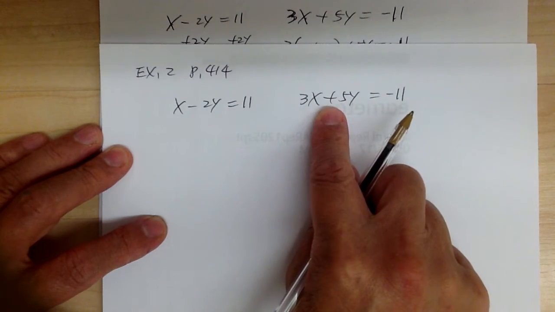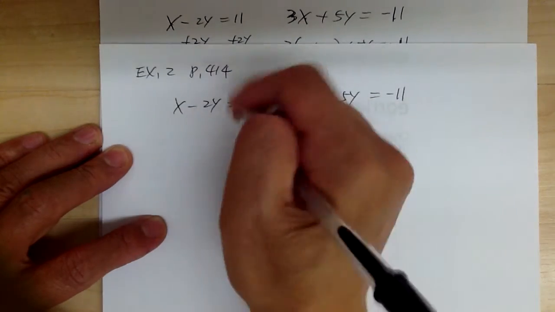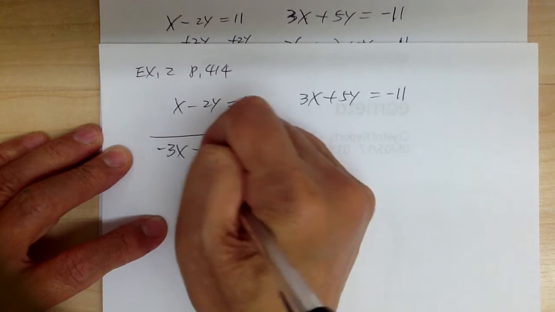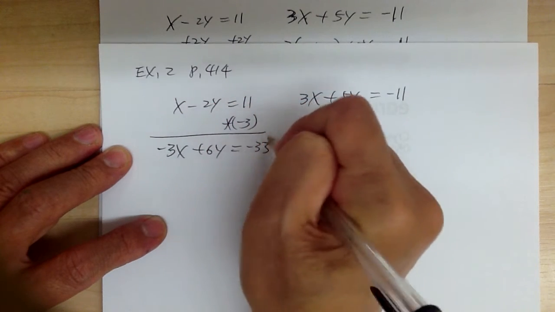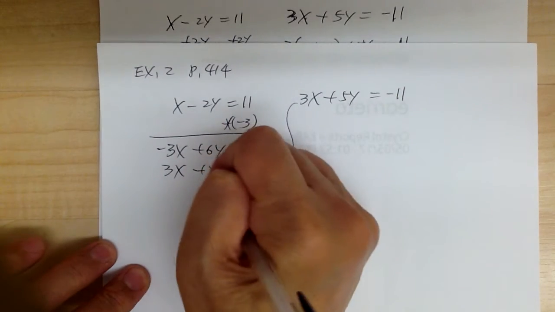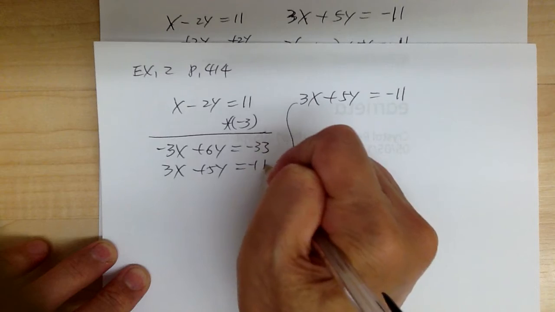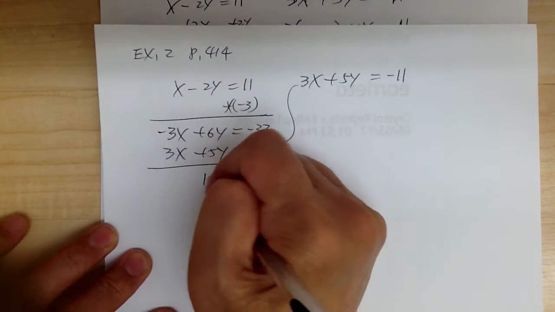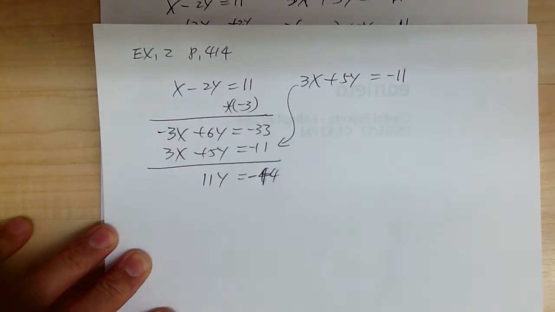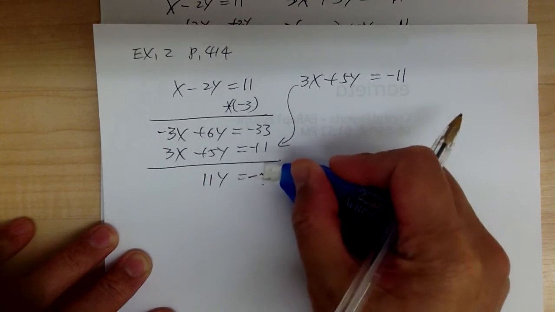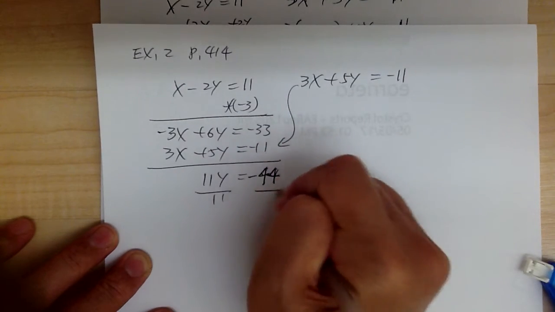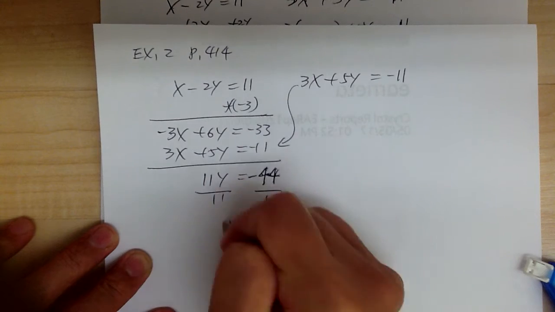So this one I'm going to use the elimination method. So I'm going to make the x opposite. So I'm going to times this by negative 3. So I get negative 3x plus 6y equal to negative 33. And I'm going to put this under here. So I get 3x plus 5y equal to negative 11. So when I add, this cancels out, so I get 11y equal to negative 44. Then I'm going to divide by 11, so y equal to negative 4.